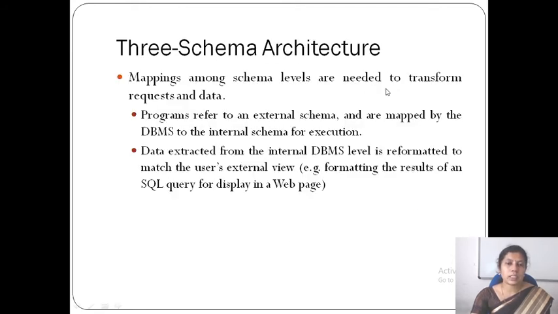Mapping among schema levels is needed to transform requests and data. Mapping means, as I said, from physical to conceptual and conceptual to external. That mapping should be done, because I can't give the data directly in the format in which I have saved it in the database, correct? So it should be converted. That transformation will be done level by level. Using mapping, we transform the request and the data.